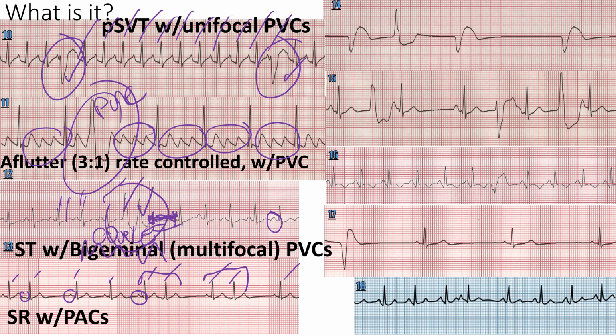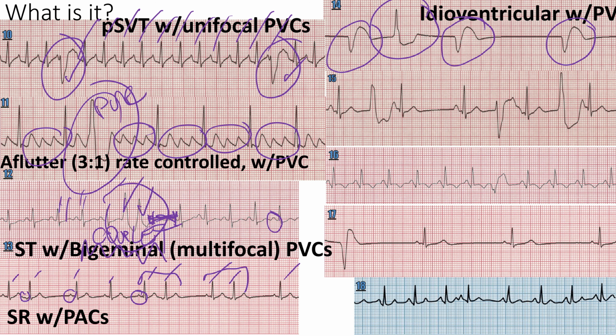Okay, up top, I got this wide rhythm right here. We'll learn about next semester. That's an idioventricular rhythm. But the key thing is I got a PVC mixed in this idioventricular rhythm. That's PVC attached to it. Okay, so you'll talk about that next semester. But this one we know about.